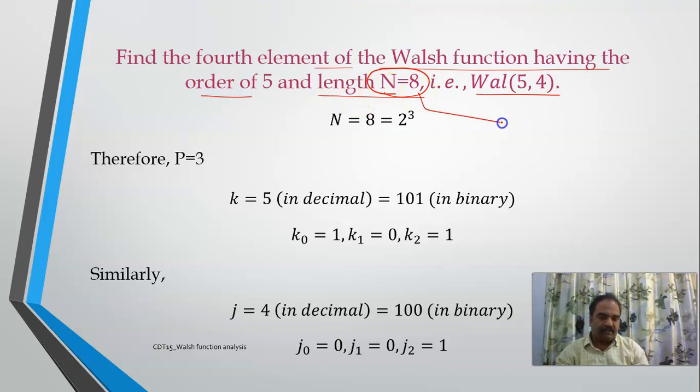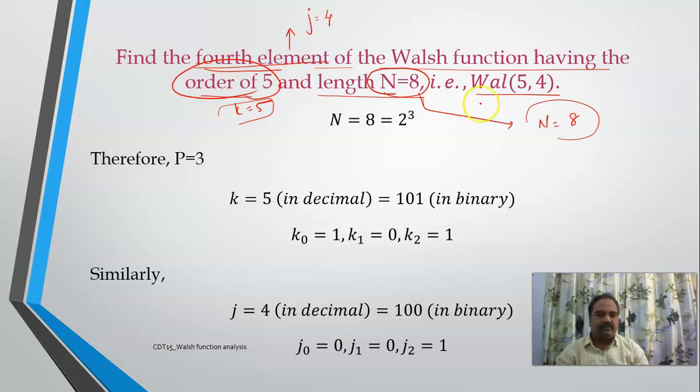So here the length of the series, n, is equal to 8. What is being asked is the order of 5, which means that k is equal to 5. And in the series having 8 elements, he wants to determine the fourth element, which means that j is equal to 4. So this is the information which has been given to us.